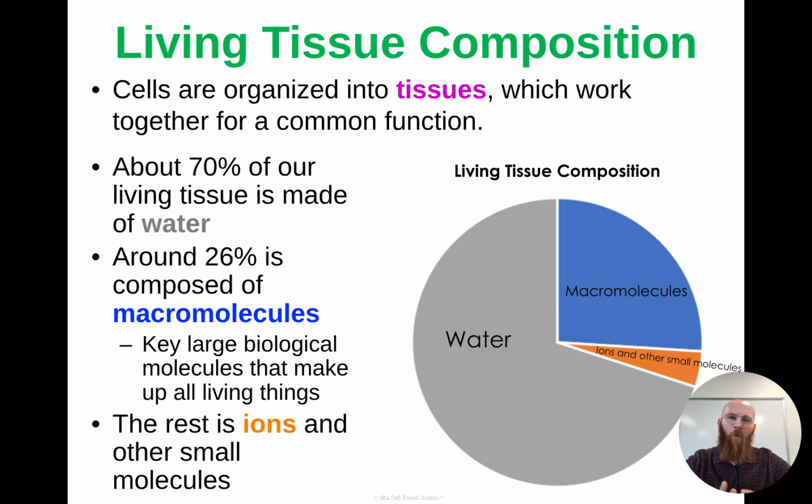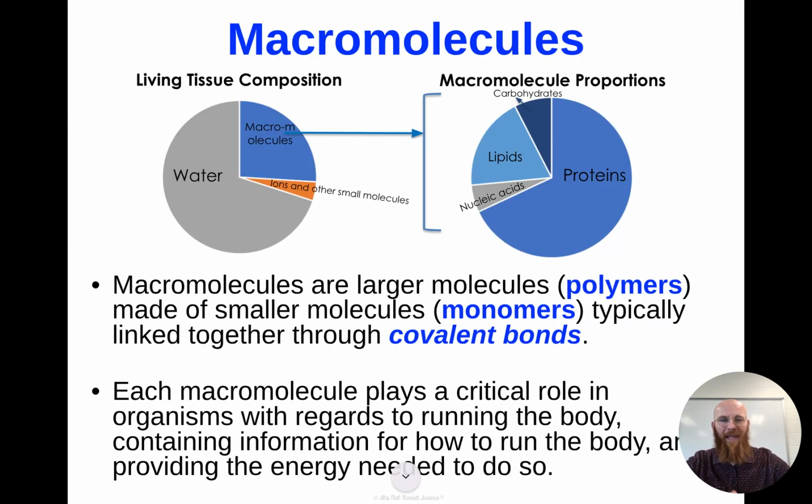Now we left off with Part 1B talking about these living tissues and how they're composed. Remember, most of your living tissue is water, 70%, but about a quarter of your living tissues are made up of these building blocks that we call macromolecules. And within that 26% of your macromolecules, we also can break down those four major macromolecules to see the relative proportions of those. If you look to the top right over here, you can see that the majority of the macromolecules that make up our tissues are structurally proteins.